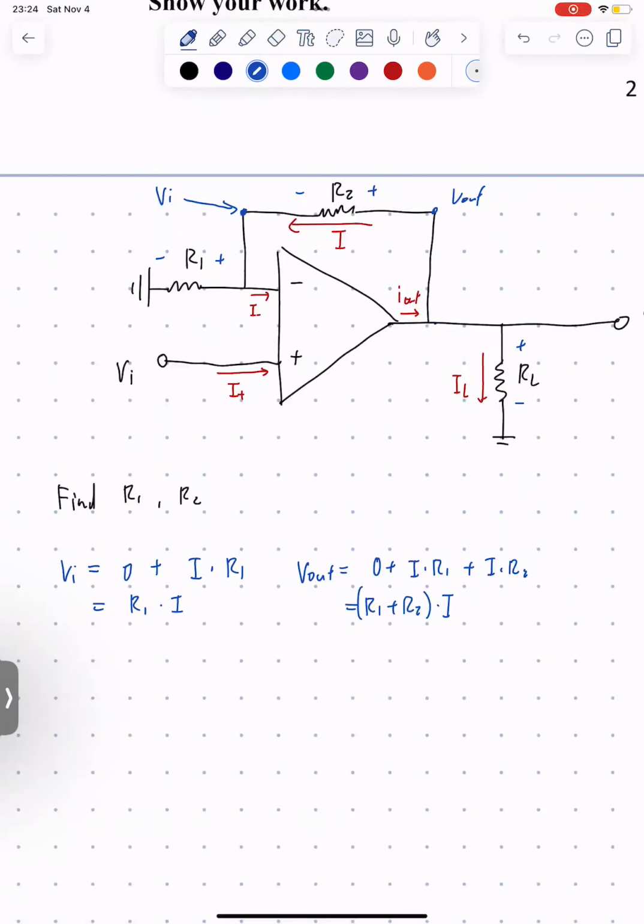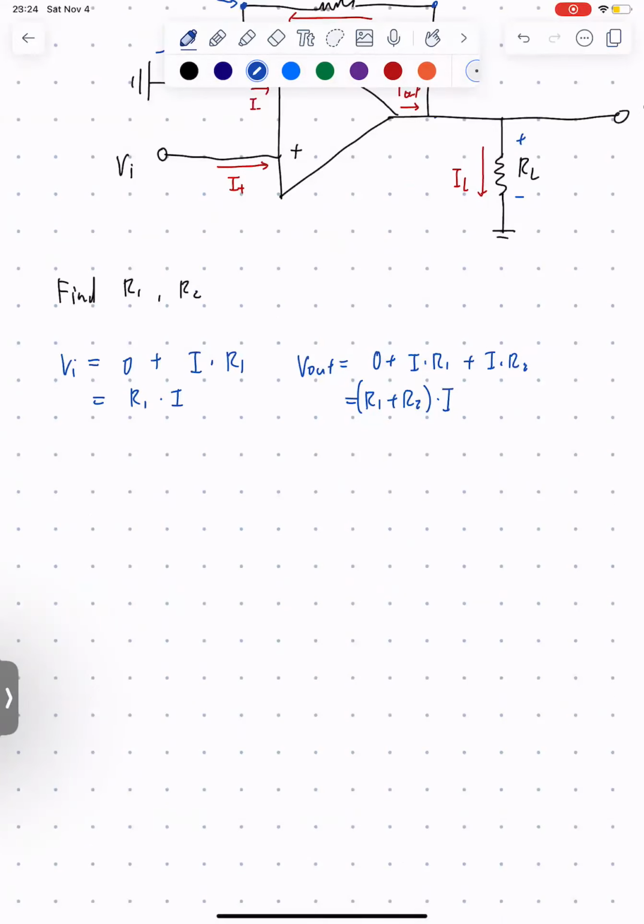Now this is very good because we have found a way to express VI and V out both with our variable I. So if we cross out those two, we can get an equation that has only VI and V out, so that we can find the proportion of those two and then assign R1 and R2 to be the values that give us the proportion we want. In this case, the proportion we want is 10. So we know that V out divided by VI is equal to 10. That is the goal of our design.